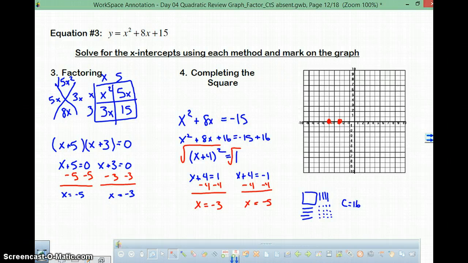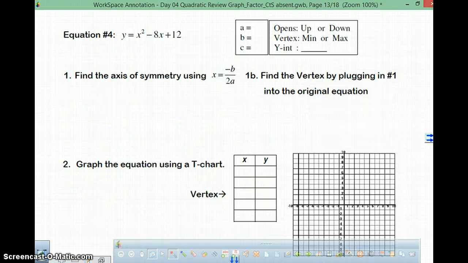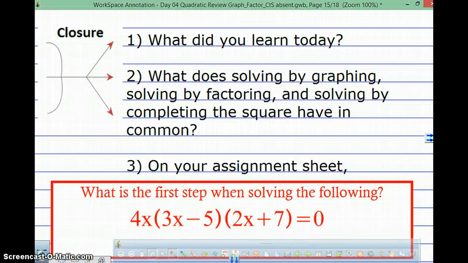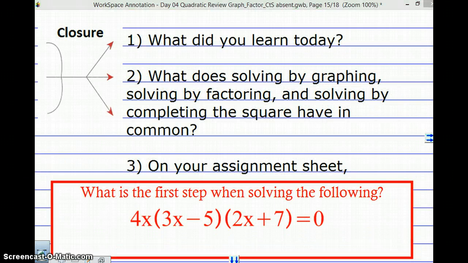All right, I think what I will do right now is let's go over here to the closure. Here's the closure for Thursday. What is the first step when solving the following? Okay, it's already factored for us. How many factors do we have? We have 3. 1, 2, 3. So the first step is going to be to set each factor equal to 0. So your first step should look like this.